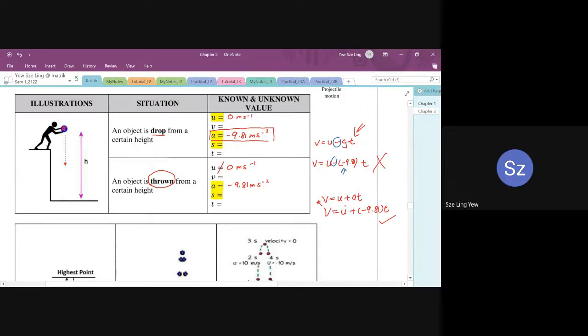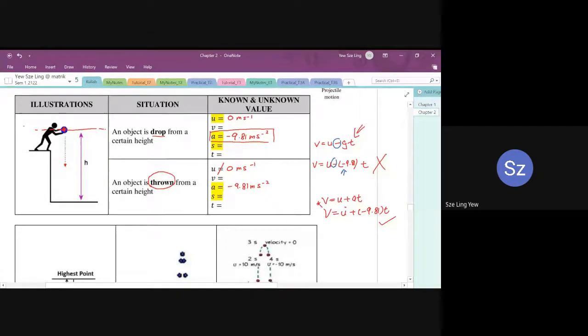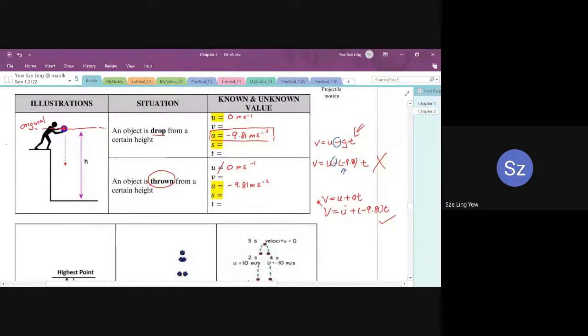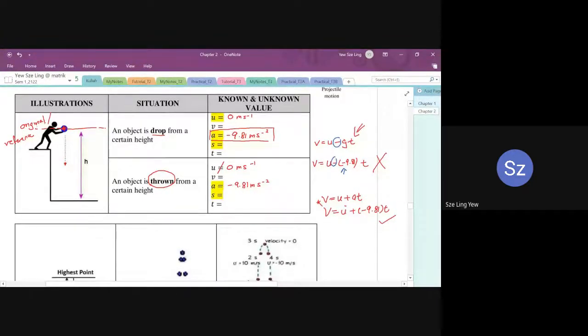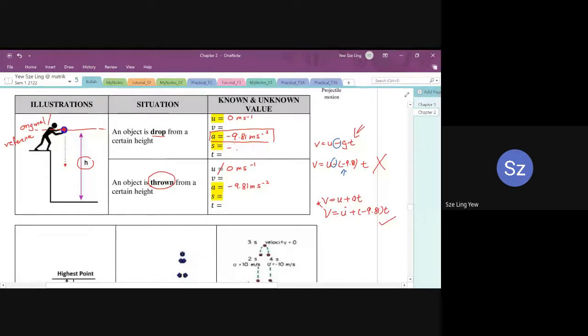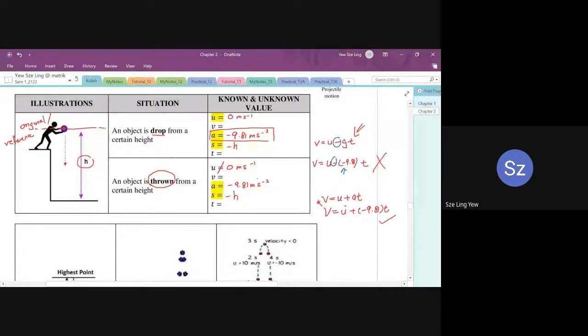Now s, the moment you leave this object, if you look at this diagram, the original position is here. Or I call it the reference line, reference position. Either you call it original position or reference position. Now, the moment you drop this object or you throw it downwards, the object is going below the original position. In that case, this h is actually a negative value. So negative h, in both examples.